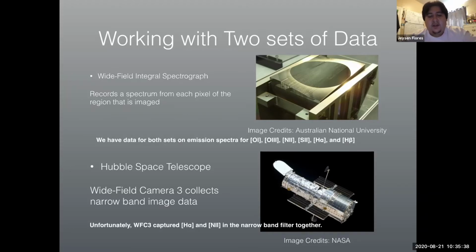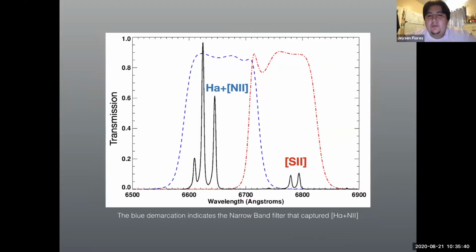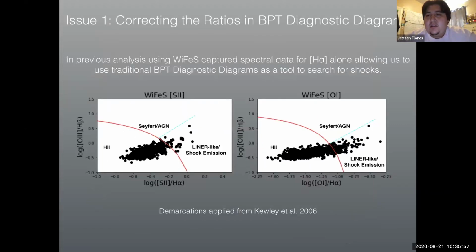But unfortunately, the wide field camera 3 captured H alpha and nitrogen 2 at the same time, as you can see in this plot. The blue demarcation indicates the narrowband filter that captured H alpha and nitrogen 2. So we have to take into account this correction in our BPT diagrams.